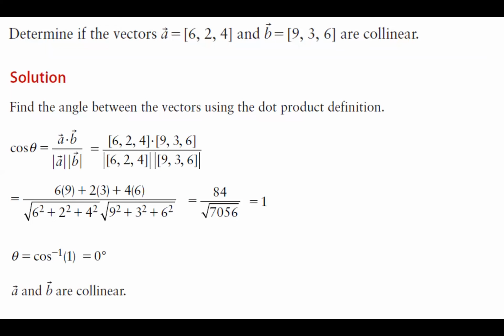We can find the angle between the vectors using the dot product definition. Suppose theta is the angle between the two vectors. We have the following relationship. Cosine theta equals the dot product of A and B over the magnitude of A times the magnitude of B. Then substitute all the values in. We have 84 over the square root of 7056, which is actually 1. Therefore, we know theta equals arc cosine 1, which is 0 degrees. Therefore, we know vectors A and B are collinear.